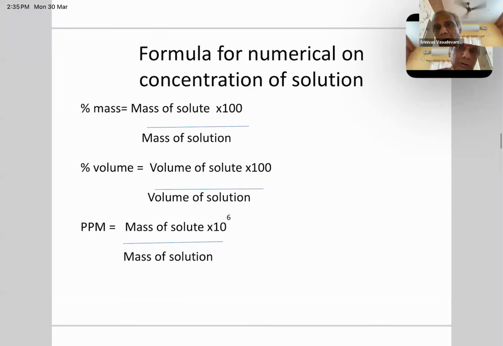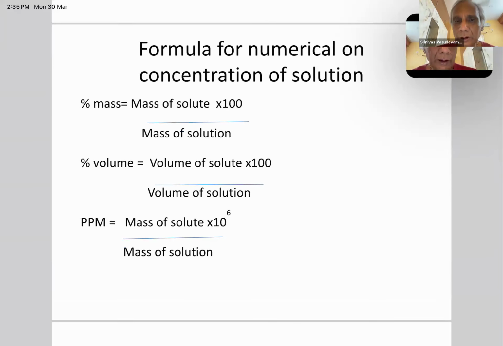Now let us see the formulas for finding the concentration of a solution, and we will do some numericals based on them. Percentage mass of solute: mass of solute divided by mass of solution into 100. Percentage volume of solute: volume of solute divided by volume of solution into 100. Parts per million: mass of solute divided by mass of solution into 10 power 6.